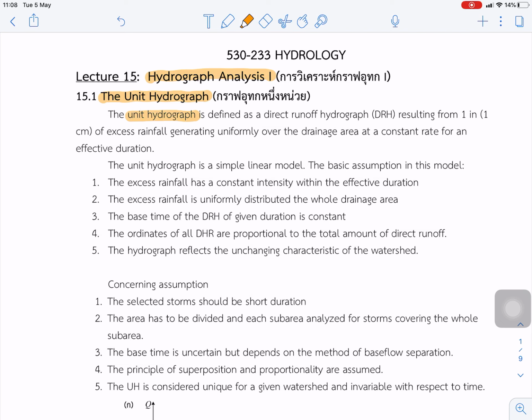Unit hydrograph is defined as the direct runoff hydrograph, or DRH, resulting from 1 inch or 1 centimeter of excess rainfall, generated uniformly over the drainage area at a constant rate for an effective duration. So it's connected to two parts: one is the drainage area and the other is the effective duration of rainfall.